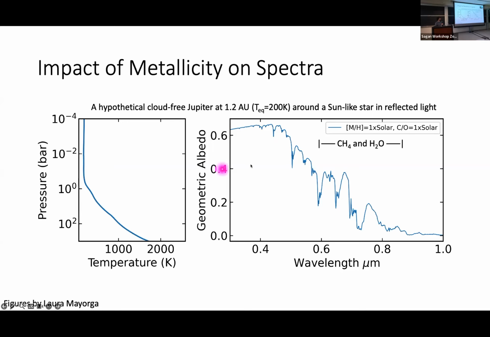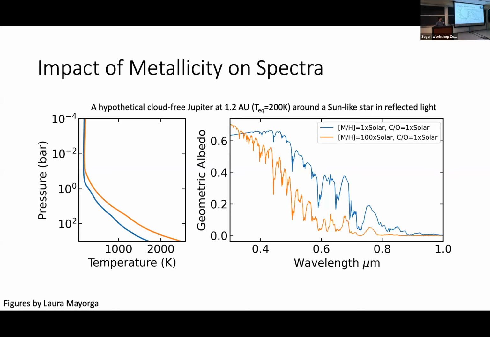So here is a solar metallicity spectrum where these features are mostly dominated by methane and water, and this is kind of the corresponding pressure temperature profile that we expect for this atmosphere. If we also now plot 100 times solar metallicity enhanced spectrum, we see significantly more absorption throughout the optical. This is from about 100 times enhancement in methane and a factor of a few enhancement in water, leads to a dramatic change in the spectrum in the optical.